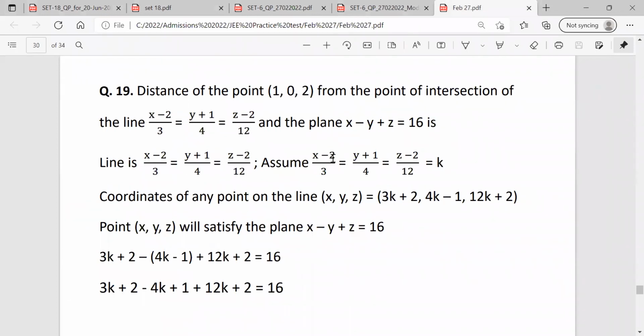So what will be x? x will be 3k plus 2. y will be 4k minus 1. And what will be z? z will be 12k plus 2. So I have the coordinates of x, y, z here.